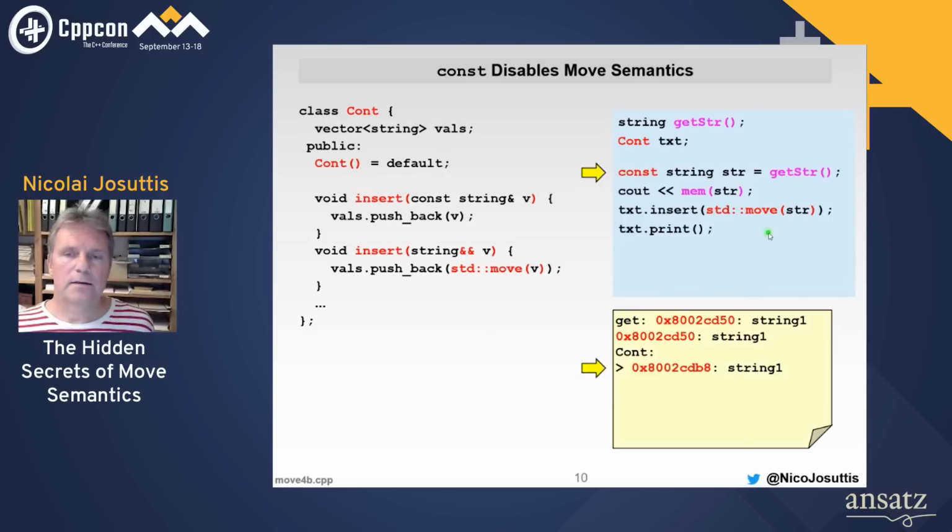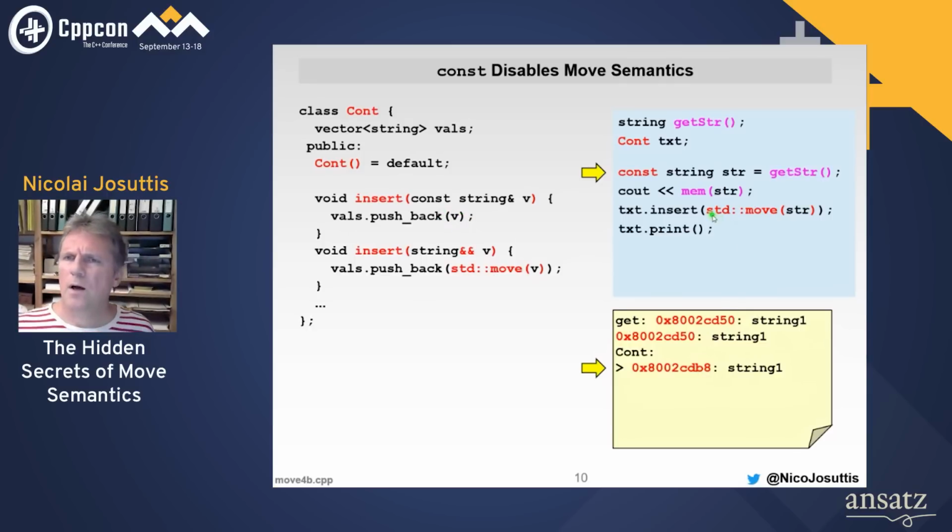Okay, and again, note that const will have the effect that you no longer move. So here you see the whole program. If the return value from getString is assigned to a const string and we call move, then we will have a different value in the container because the copying insert function is used.